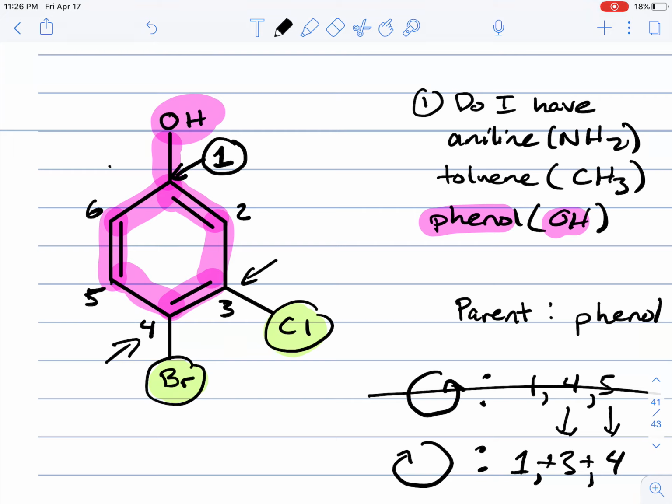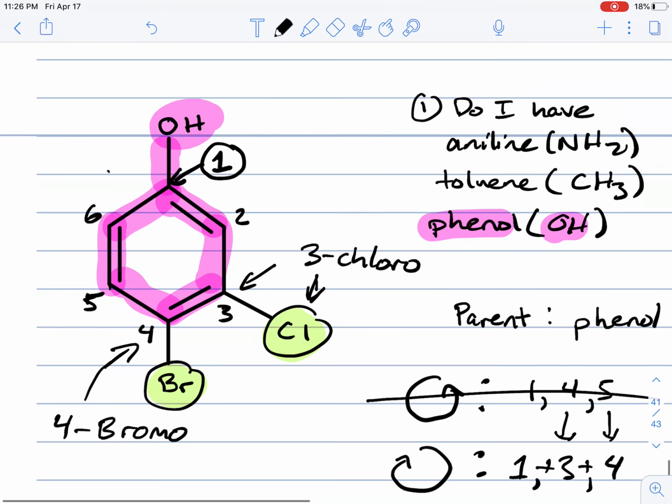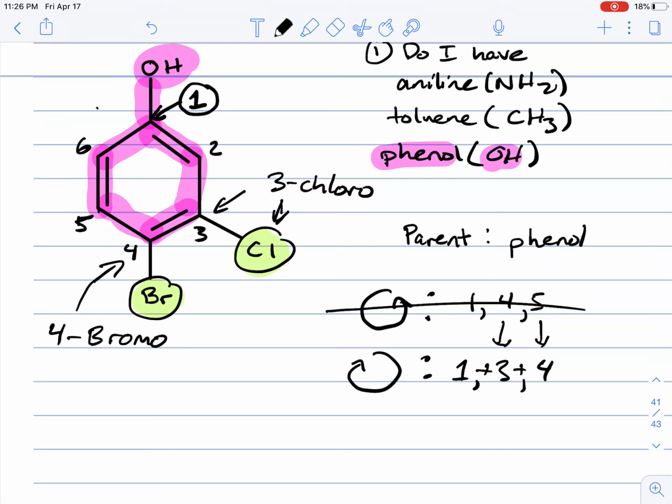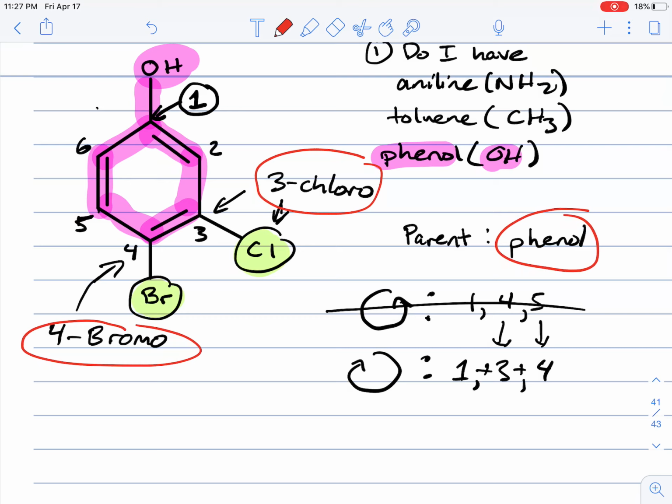For this aromatic compound. And now that I have my numbering system in place, I'm just going to go ahead and describe this substituent. So this is going to be 3-chloro. This is going to be 4-bromo. And now that I have described the substituents correctly with respect to their carbon number on the parent chain, the only thing I need to do is combine all these pieces together to create my final answer.